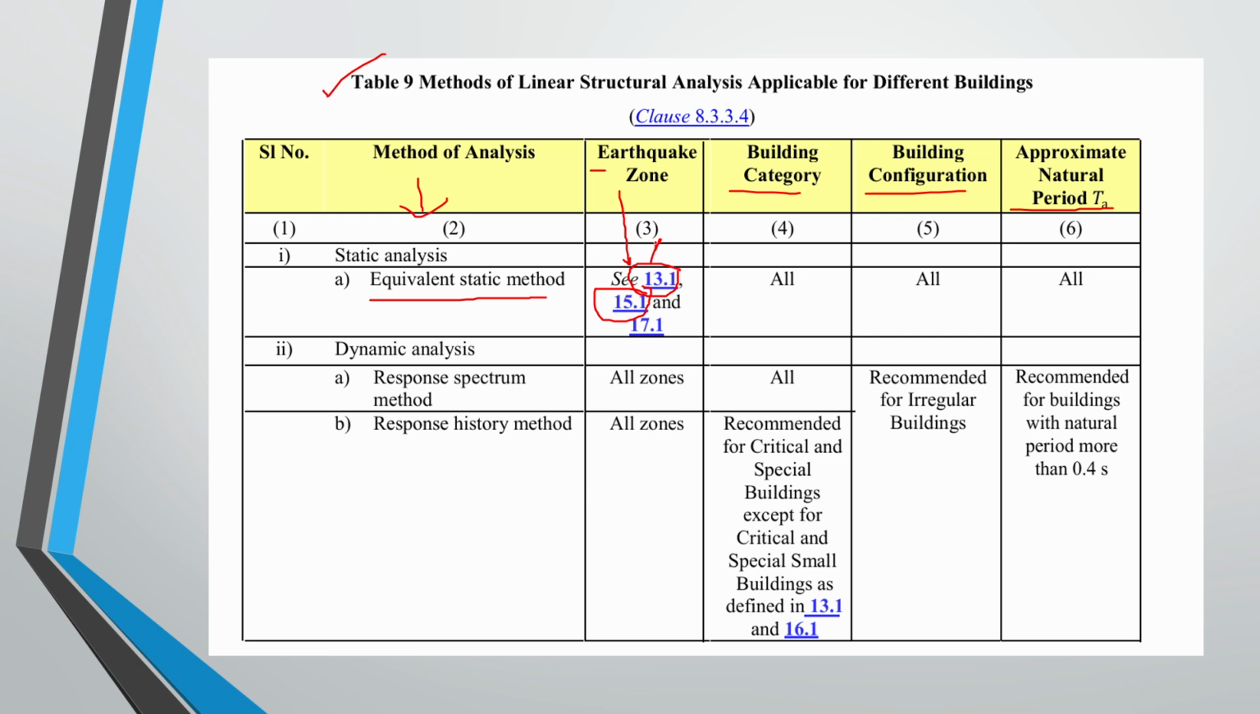So 13.1 is basically related to the masonry or load bearing structure. 15.1 is related to the RCC structure, and 17.1 is related to the steel structure, and it can be done for all building categories. I will tell you in detail what 13.1, 15.1, and 17.1 are, but I will just finish this row. It can be done for all the building categories. It can be done for all the natural periods T. But we have some limitations as per the code.